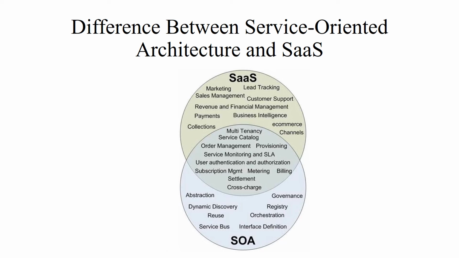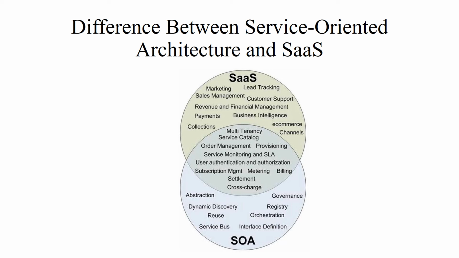There are differences between service oriented architecture and software as a service. In the view graph, you can see two circles overlapping each other, where service oriented architecture and software as a service are connected in multi-tenancy, service catalog, order management, provisioning, service monitoring, SLA, user authentication and authorization, subscription management, metering, billing, settlement, and cross charge.